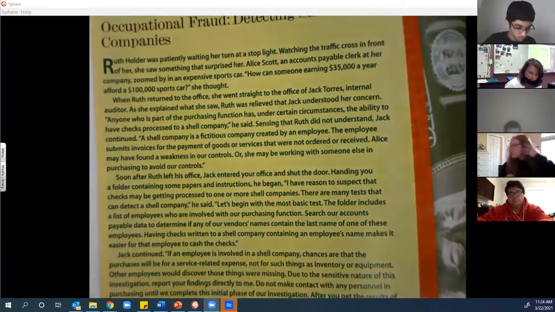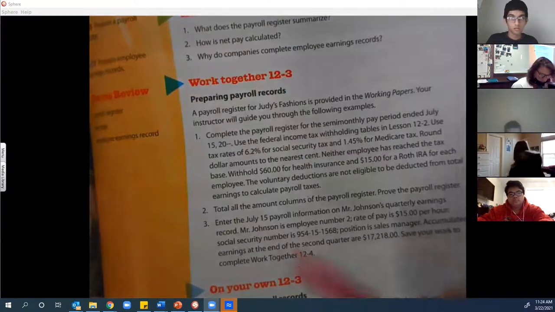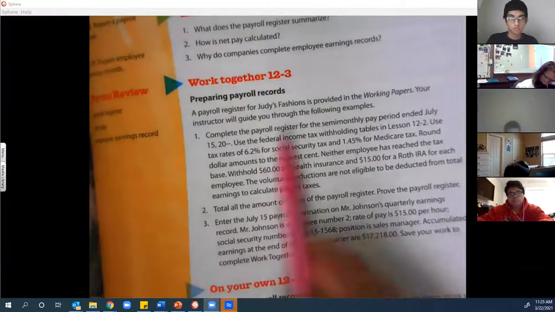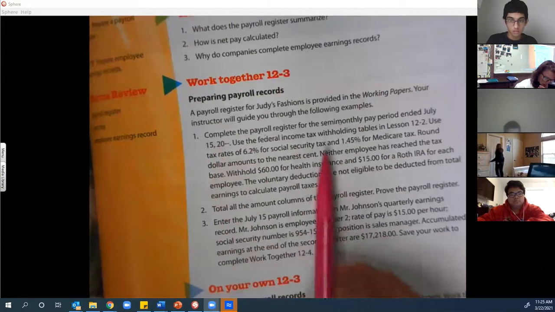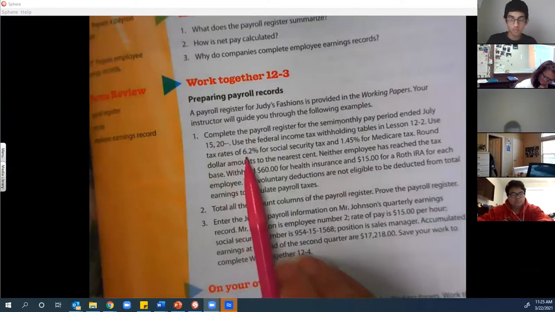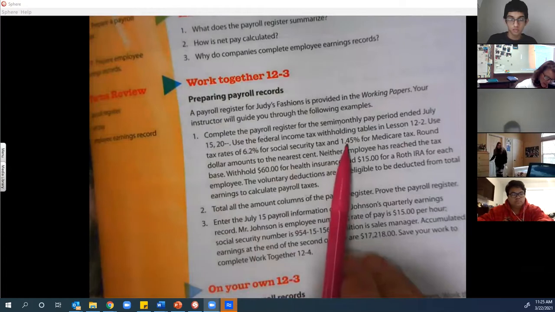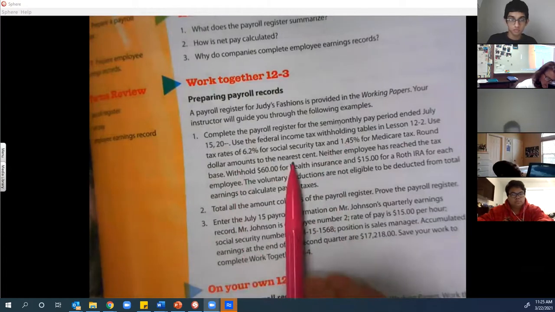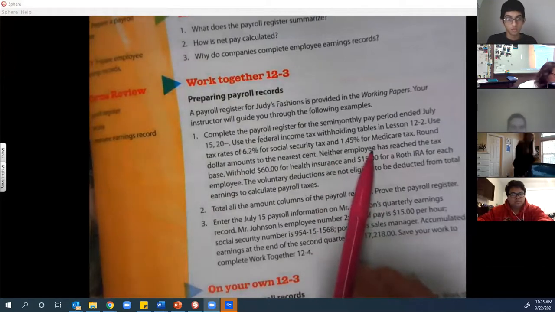All right. So let's see what it says on instructions. We need to complete the payroll register. It's semi-monthly. We ended on July 15th. We're going to use the tables to find the tax. So 6.2 is Social Security tax, 1.45 is Medicare tax. We're going to round to the pennies, two decimal places. Neither employee has reached the tax base on Social Security, so we're still going to be pulling that out.